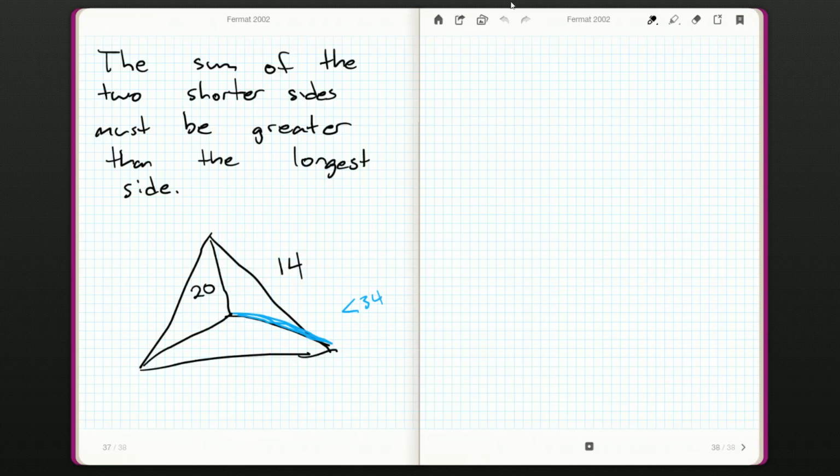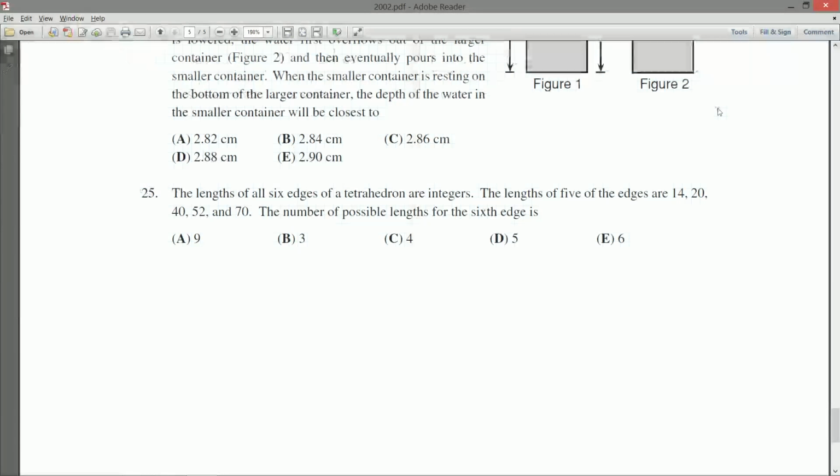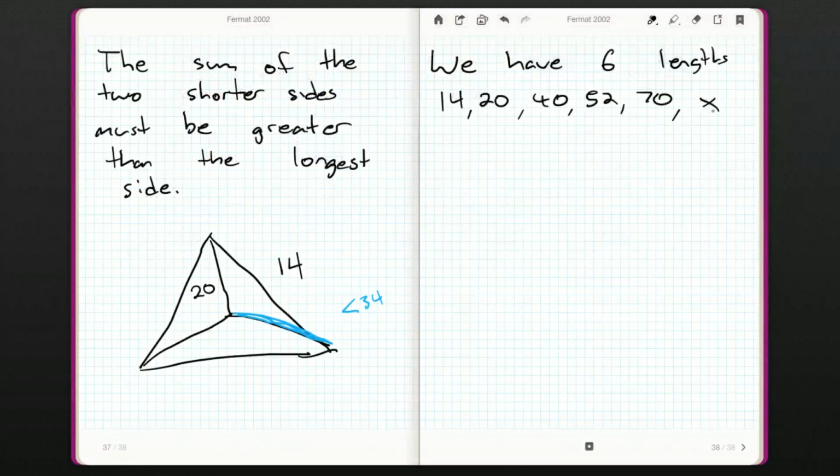So we have six lengths: 14, 20, 40, I think it was, 52, 70, and x. I'm just going to double check. And x is going to be our other side length. And so using the triangle inequality, I expect to get other conditions as to x having to be less than this, greater than this. And yes, I got the other numbers right. And so that'll limit the possible values for x.